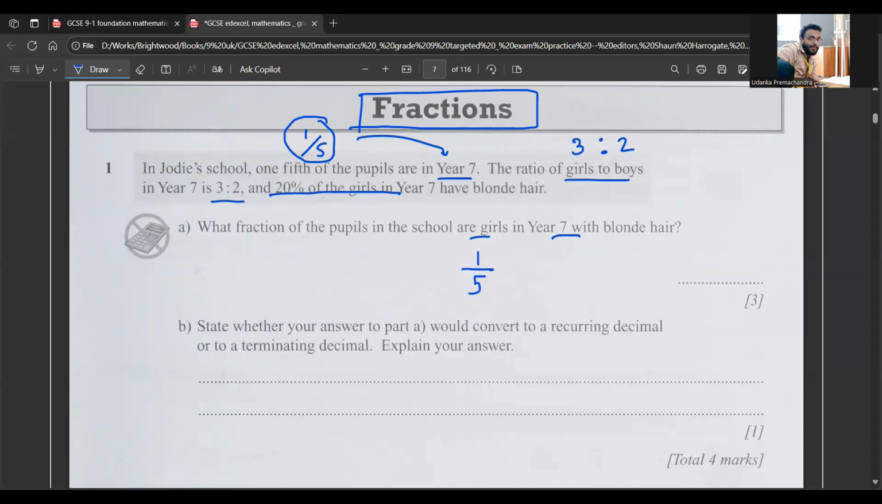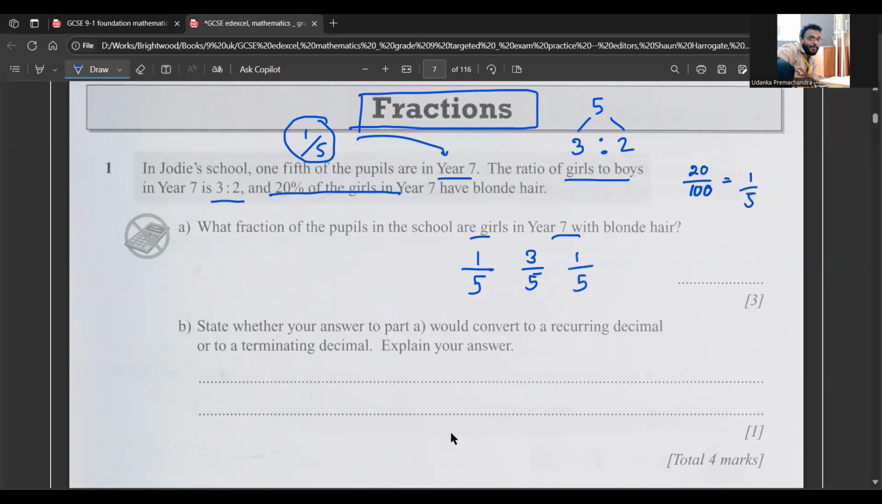And the fraction of girls should be what? 3 to 2. Altogether, how many are there? 3 to 2 means altogether there are 5 parts, no? Out of 5, how many are girls? 3. Is that clear? And it also mentions that 20% of girls have blonde hair. 20% means 20 over 100, which is 1/5.